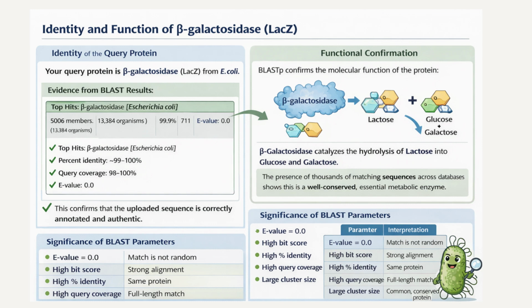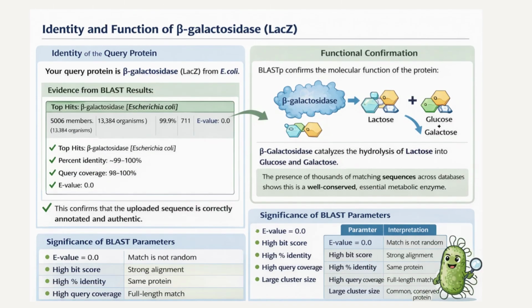The E-value, or expectation value, indicates how many times a similar alignment could occur purely by chance when searching a database of a particular size. When the E-value is 0.0 or extremely close to 0, it means that the alignment is highly significant and not random. In practical terms, this tells us that the similarity between our query sequence and the database sequence is real and biologically meaningful. Another important parameter is the bit score.